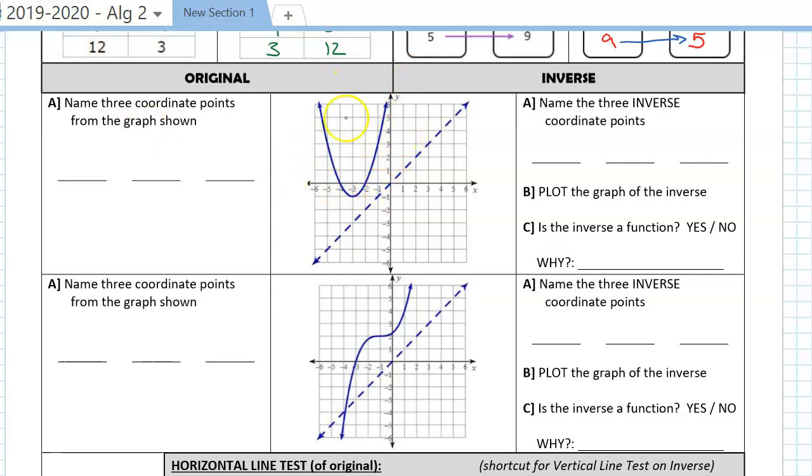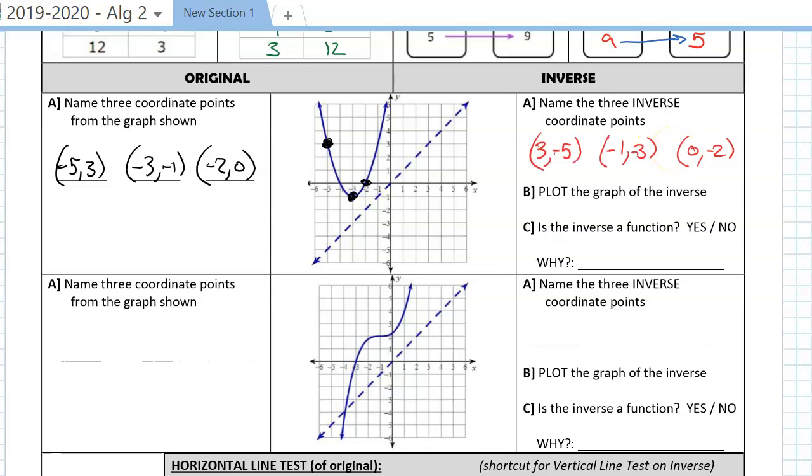Let's go ahead and find 3 coordinate pairs and name them. I picked -5, 3, -3, -1, and -2, 0. Well, if those are the x and y points from the original function, the inverse points are just simply going to be the x and y values switched: 3, -5, -1, -3, and 0, -2. And if I plot those points, you'll notice that they are all reflections across the line y is equal to x. Well, I can go ahead and connect these dots and make the graph.